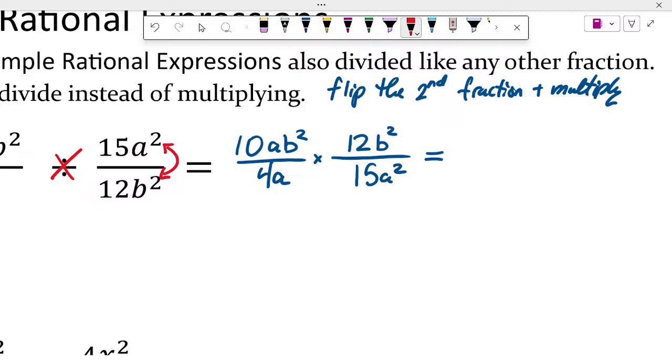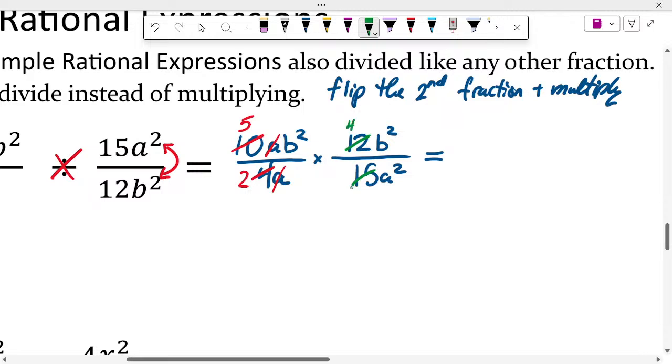No, I think lots of things cancel. What cancels? That A cancels with that A. I like that. And then, can we simplify this? 10 and 4, what could we divide them both by? 2, which would leave us with 5 and 2. I like that. Can we simplify this? 12 and 15, what can they both be divided by? 3, that would give us what?